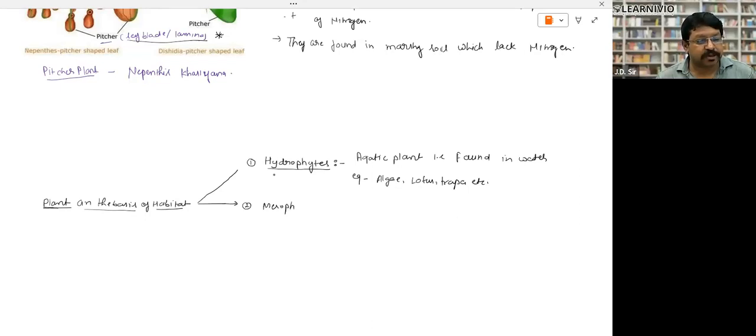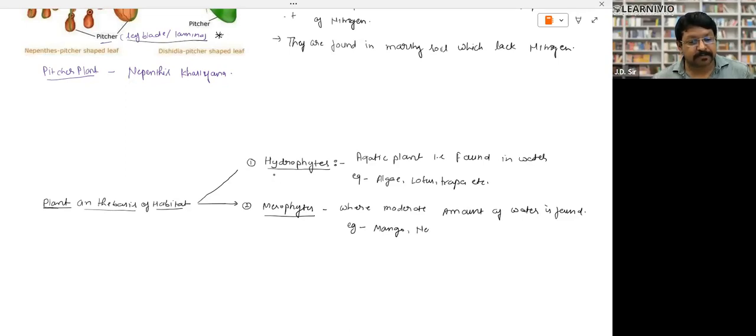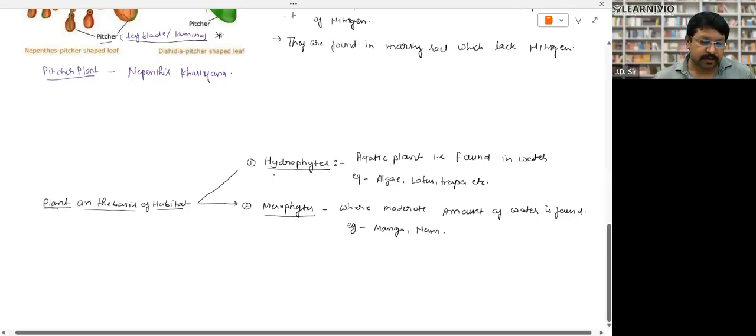The second kind of plant is called mesophyte, found where a moderate amount of water is present, not too much, not too less. Examples: mango plant, neem plant, and so on.